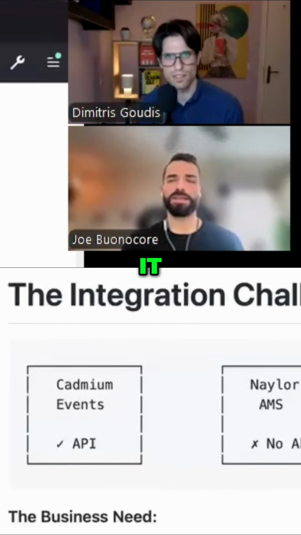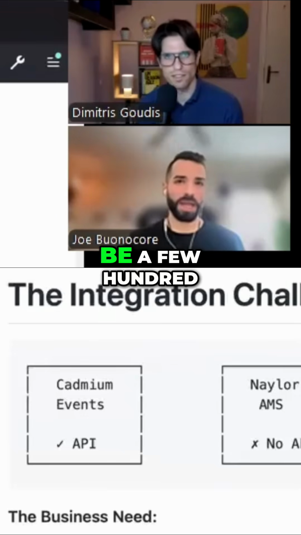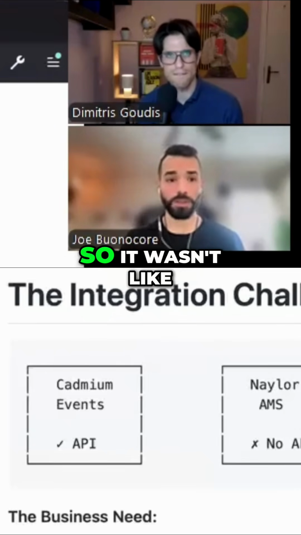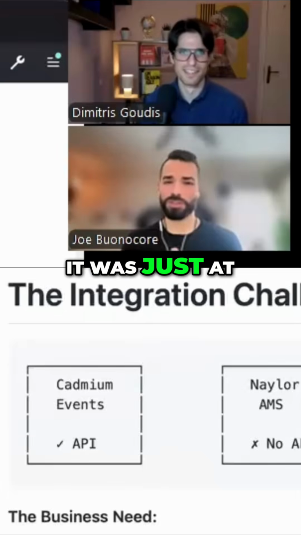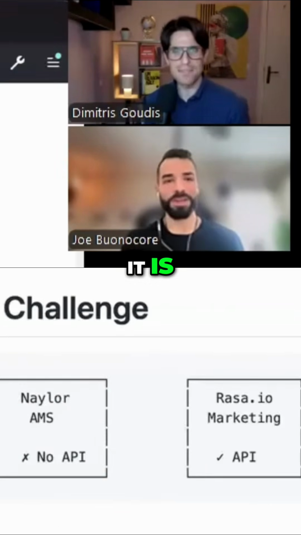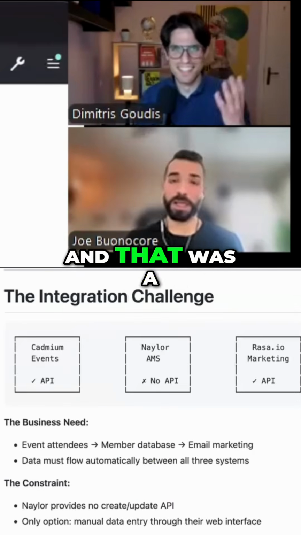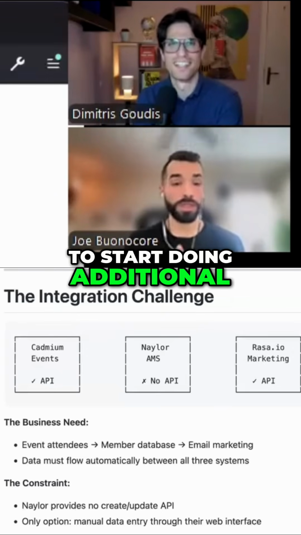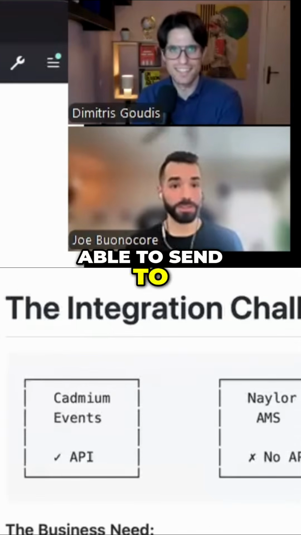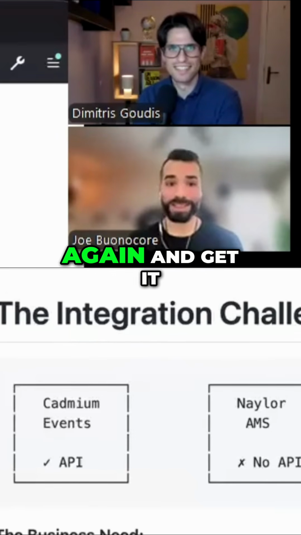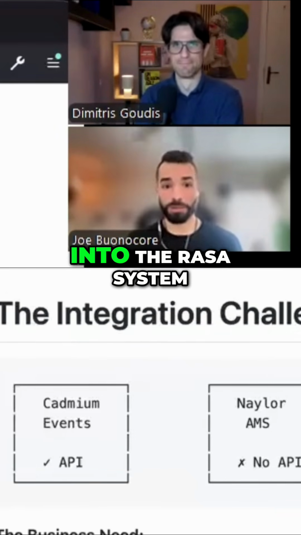So it seemed to only be a few hundred on the side for the initial project that we were working on. So it wasn't like it was at the point where it was getting to be just too much to actually have to handle. But it's not scalable, and that was a lot of what the problem was there, especially because they wanted to start doing additional mail pieces and be able to send to additional groups. And then that would require them having to manipulate all that data again and get it into the Raza system.